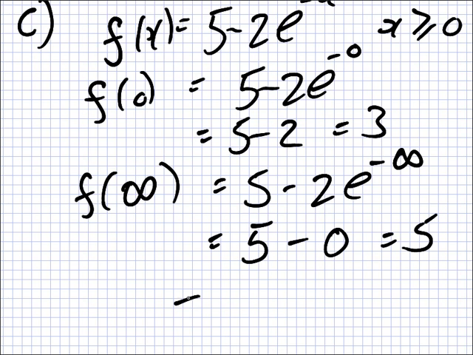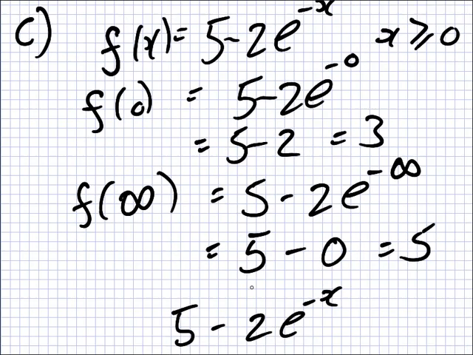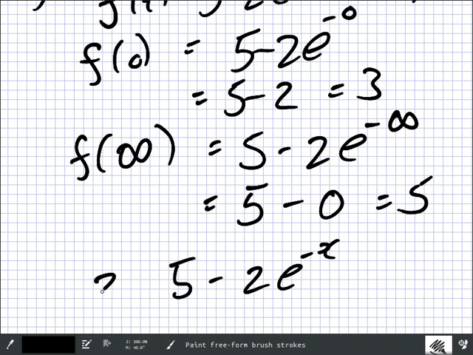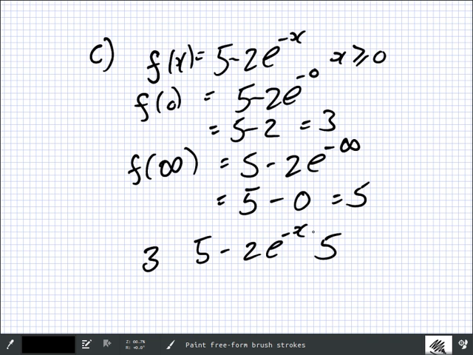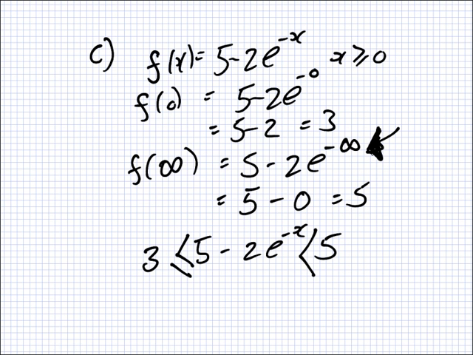So what are the boundaries here? What values must it fall between? 3 and 5. And which one can we have and which one can't we have? We cannot have 5, and we can have 3. Why? Because we can never really have infinity. We can only have close to it. We're not really allowed to put infinity in as if it was a number.